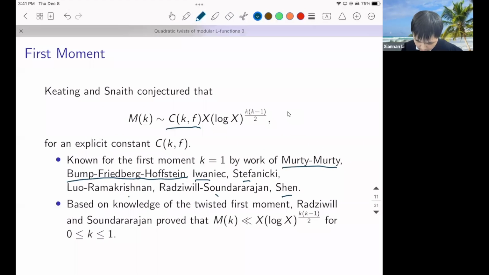The work of Radziwiłł and Soundararajan, so Maksym and Sound, was mostly motivated by this result down here. So they were interested in the first moment. Well, not really in the first moment, but in a twisted first moment, so like a 1 plus epsilon moment. And they were interested in that because they were able to use that to prove an upper bound of the right order of magnitude for the small moments. So for the kth moment where k is less than or equal to 1.